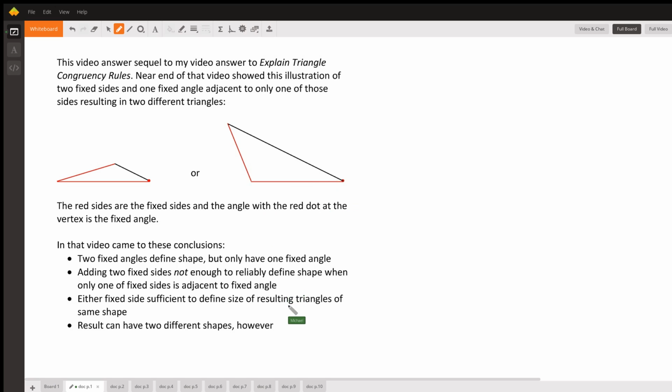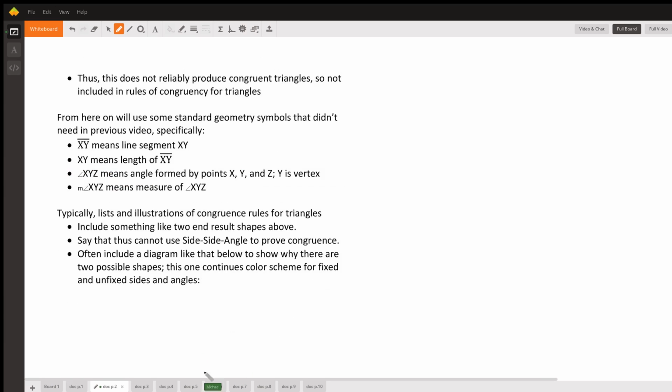So either fixed side would be sufficient to define the size of the resulting triangles of the same shape, but since we can have two different shapes, this does not reliably produce congruent triangles, so it's not included in the rules of congruency for triangles. But we're going to explore that further.